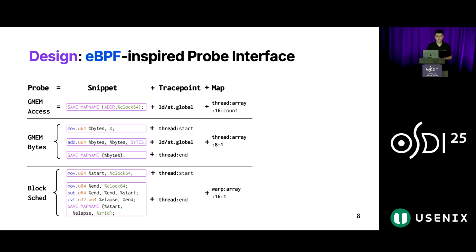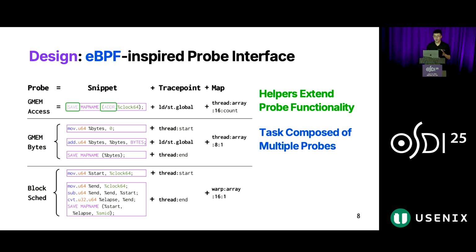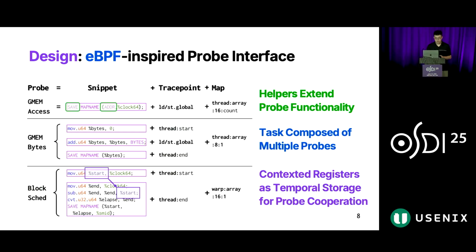And I would like to highlight 3 key features we provided. First, we extend many helpers, like the eBPF helpers, to extend the probe functionality, like the ADDR in this example. That will be translated to the real memory addresses at runtime. Second, multiple probes in Neutrino can combine together to support more complicated profiling tasks. And third, we provide context registers as a temporal storage for probe cooperation.